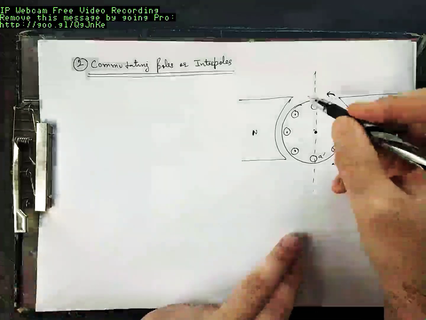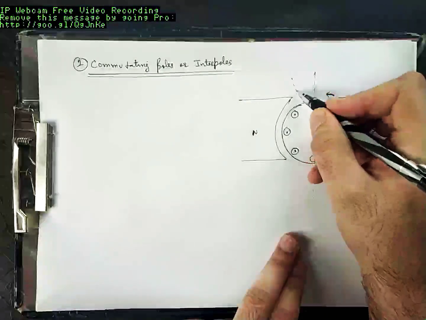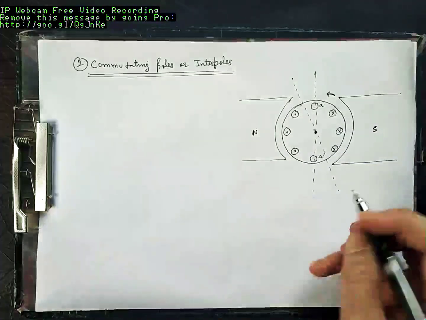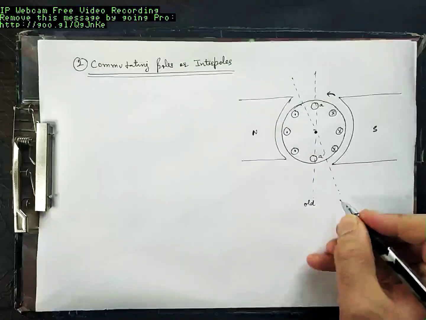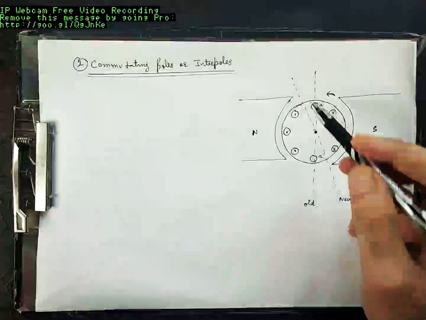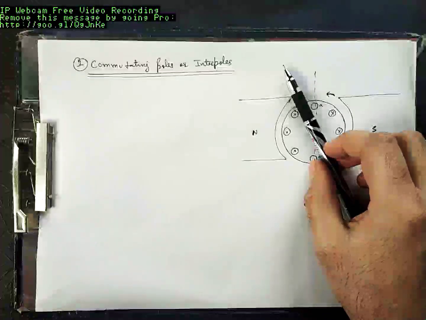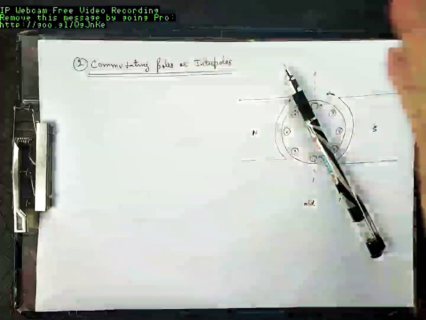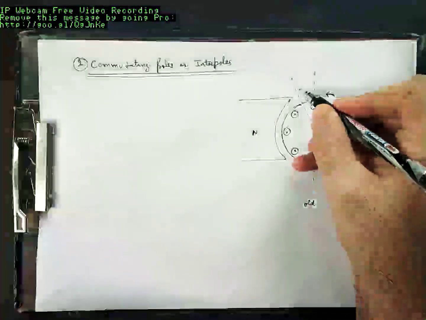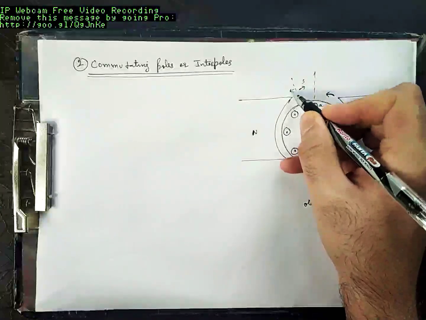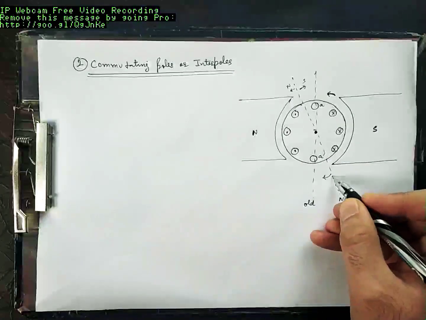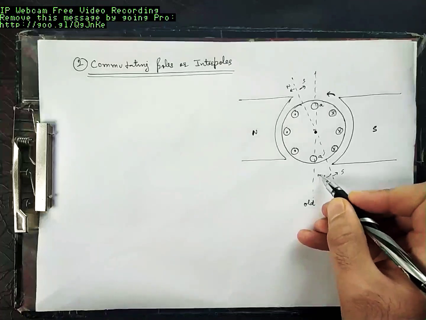Let's suppose this is the new magnetic neutral plane. Old and this is new. So when this is the new magnetic neutral plane, conductors to the right of this, or the region to the right of this, belong to the south pole. So this is south pole and this is north pole. Similarly here, this side is south pole, this side is north pole.